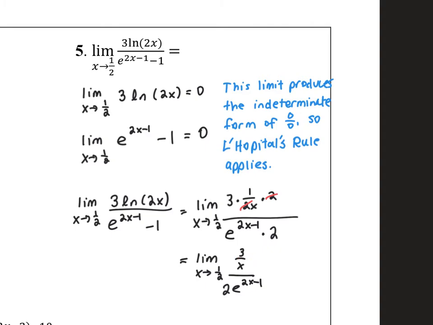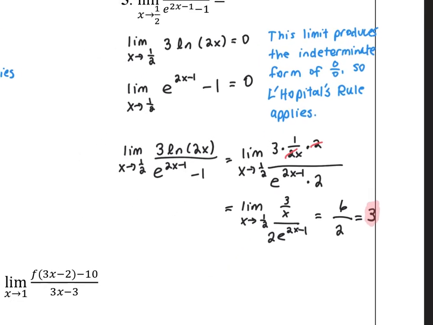So 3 divided by 1/2 is 3 times 2, so that's going to give me a 6. And substituting a 1/2 into the denominator is going to make that exponent a 0, and e to the 0 is 1. And then 1 times 2 is going to give me 2. And then just dividing that out gives me a final answer of 3. And again, this is just a procedure that you're following to evaluate this limit. And it's a nice application of all those derivatives that we've been learning over the past 2 units.